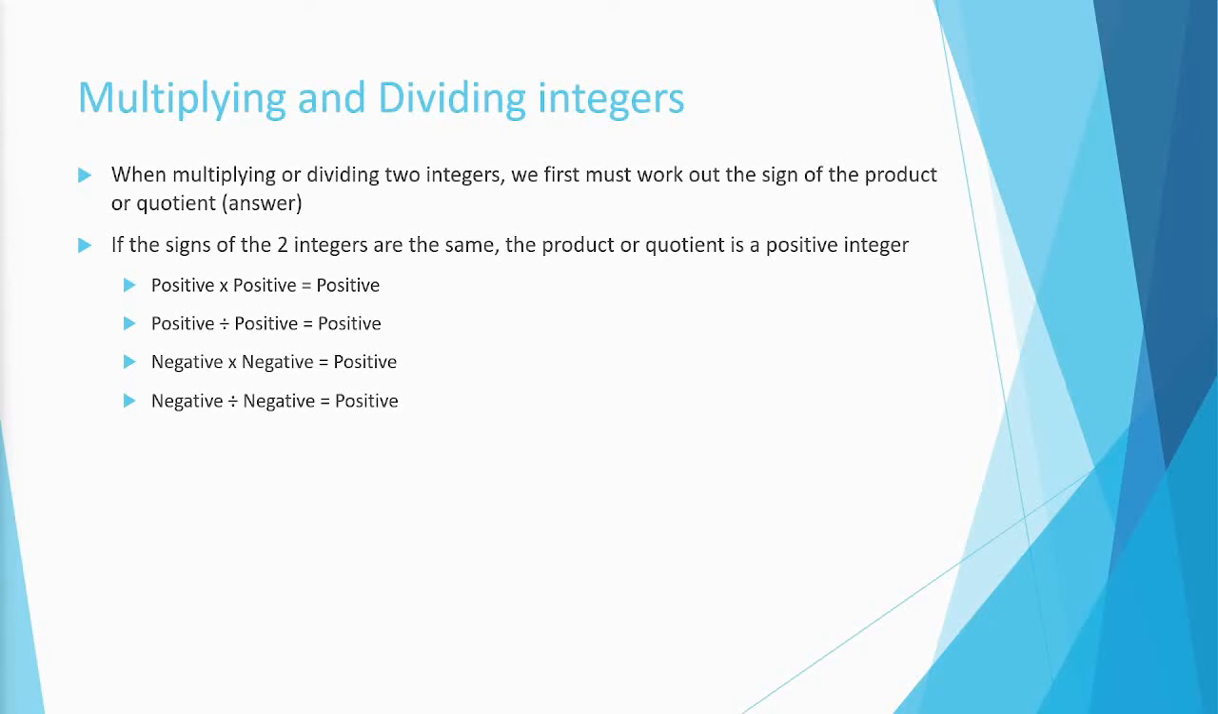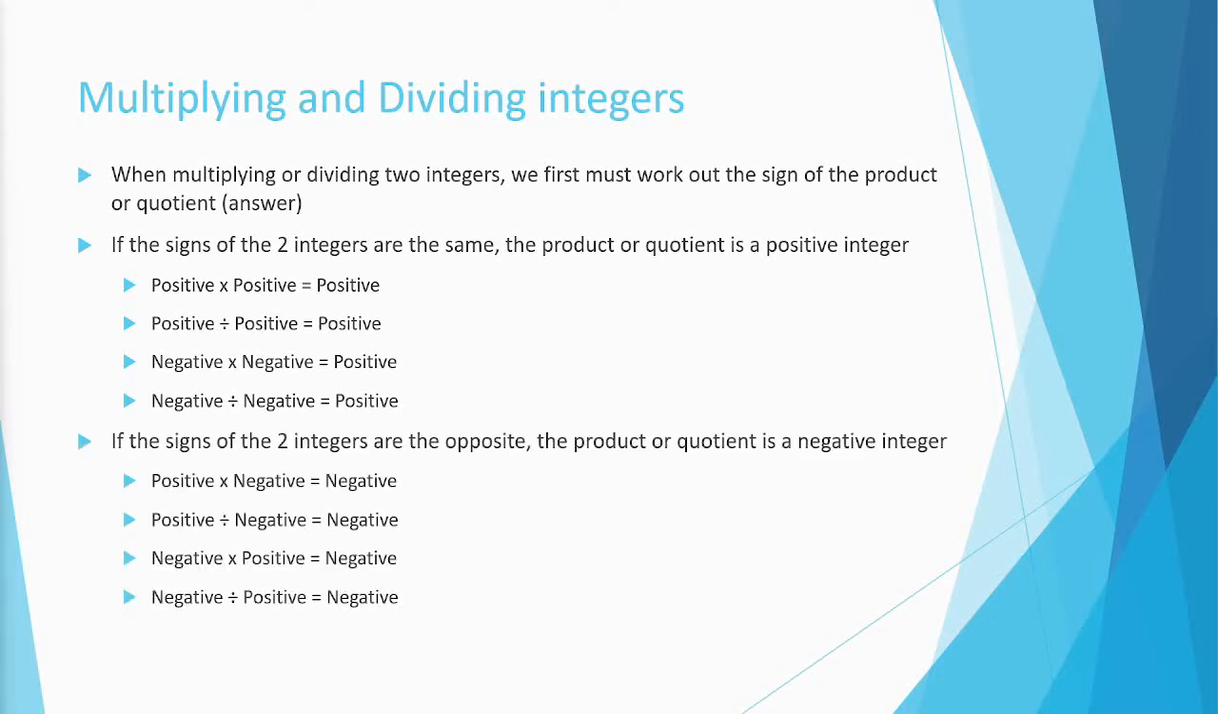If the signs are the same for our operation, so if it's a positive times a positive, or a negative times a negative, or a positive divided by a positive, or a negative divided by a negative, our answer will always be positive. That means that if the two signs are opposite, then the answer is going to be a negative. And we can go back to our table from before and look at those, and we can see that happening. So it is useful to remember this and have it written down in your book so you can always go back and look at it.